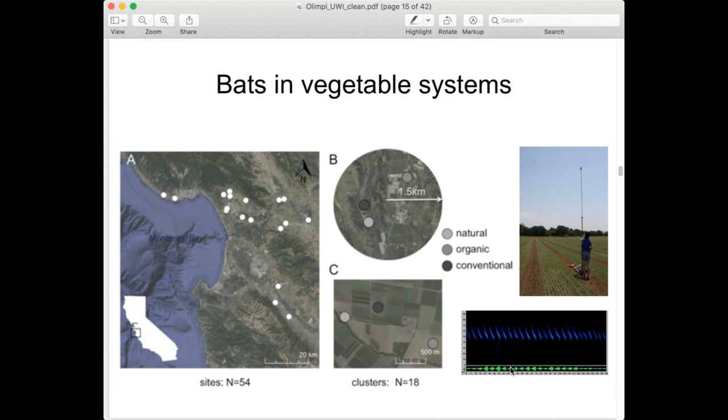So in addition to collecting the bat calls, I also looked at management practices on the farms where we set up the detectors, as well as collected insects with blacklight traps. Next slide, please.